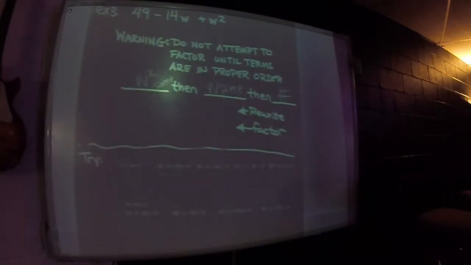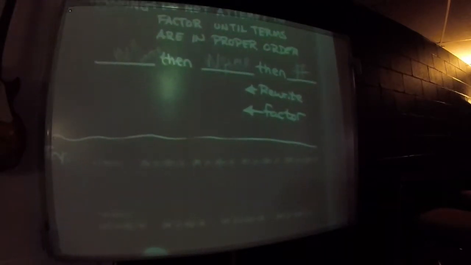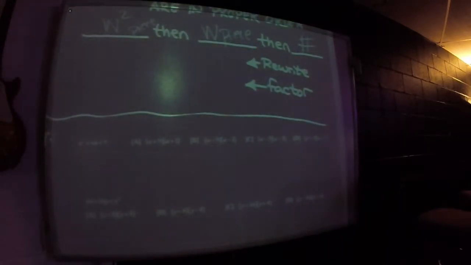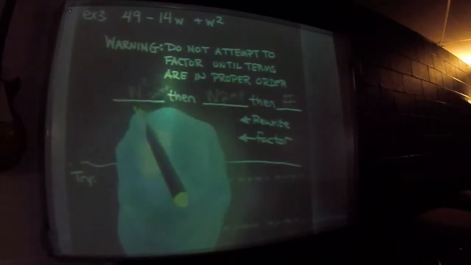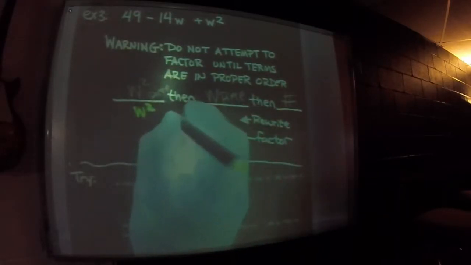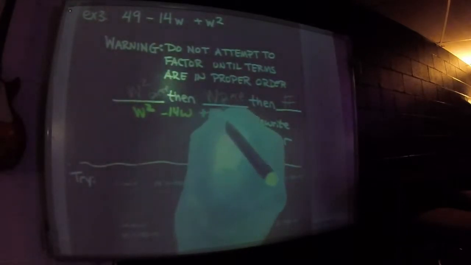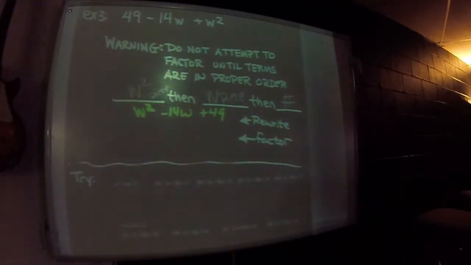So before factoring, before worrying about how to do this, understand, and the reason I put it on here is you're going to see this on your objective 103, that you'll get one that's not in order. So put it in order. What comes first? W squared. Then what's next? Minus 14W. And last, plus 49. Yeah, we put a plus with that 49 because it's positive. All right. So if you're given this, don't try to start factoring it until you see this right here.